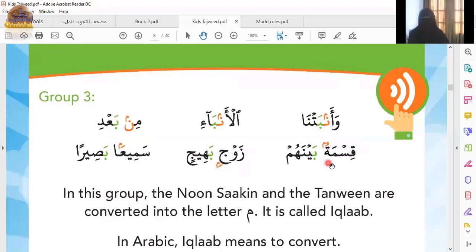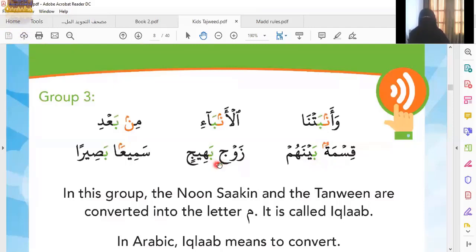The examples for the Tanween. Every time Tanween is with two words. قسمة بينهم. We will change the Tanween to be Meem with a Gunnah, because after it is Ba. The next word we will start with Ba. Then we will say قسمة بينهم.